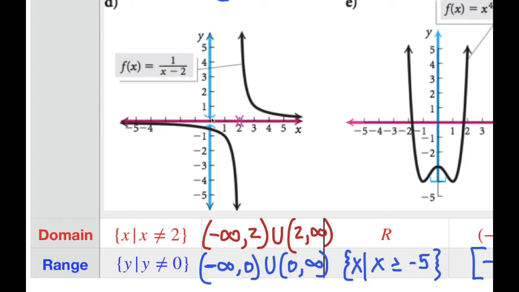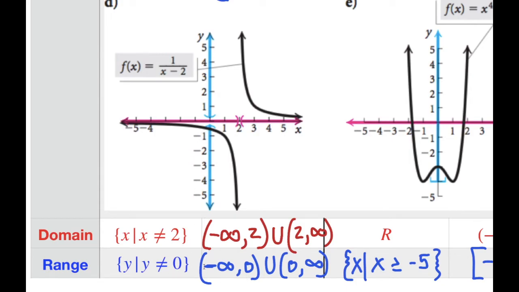The range is similar. You'll notice that you can get as high as you want just by getting as close to positive 2 as you want. And you can get down as low as you want here. But you'll never actually get 0. You can get as close as you want to 0 by going to the right, or as close as you want to 0 as you go to the left. But you'll never actually get a y value of 0, no matter what value you put in for x here. So the range is going to be all y such that y is not equal to 0. Again, we have to remove the y value of 0.